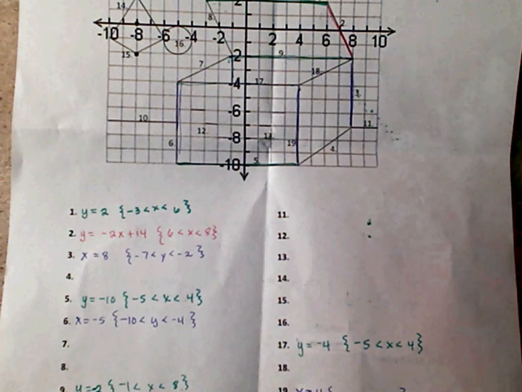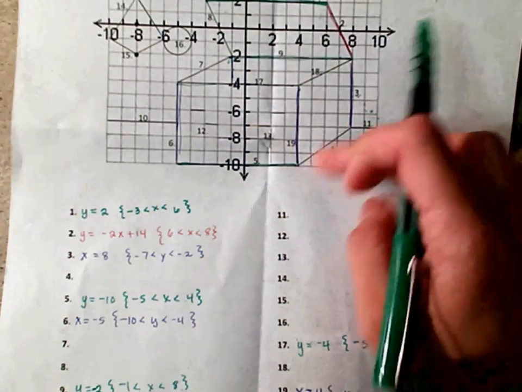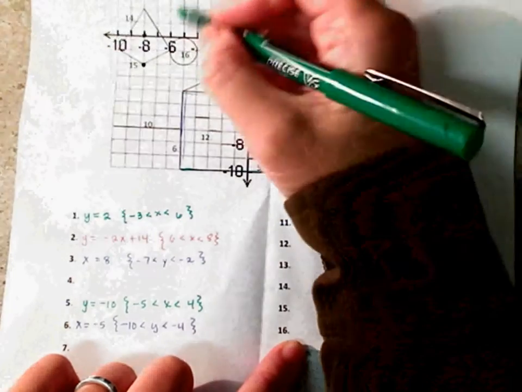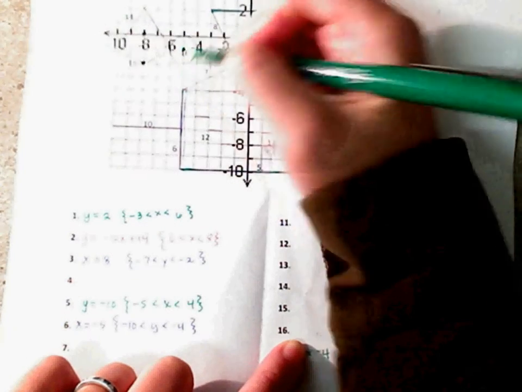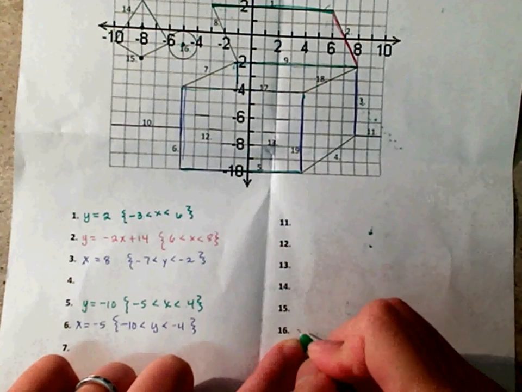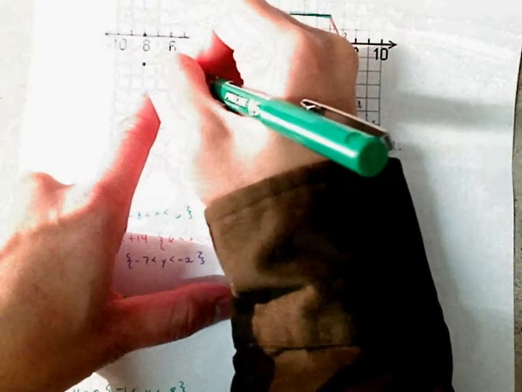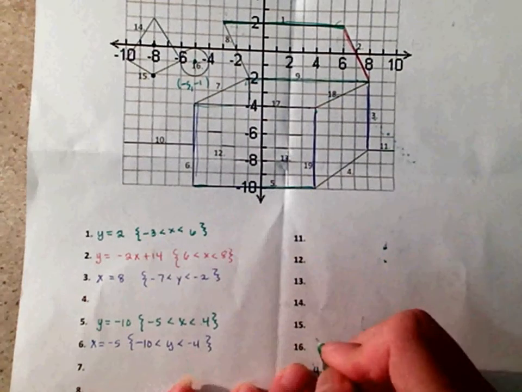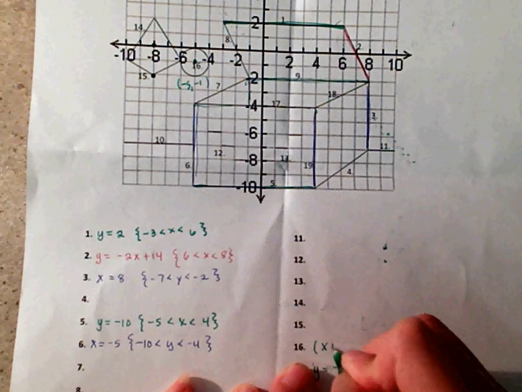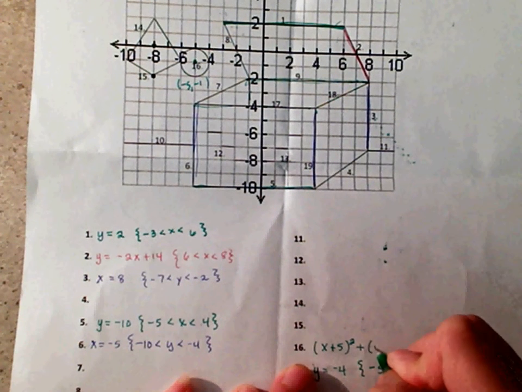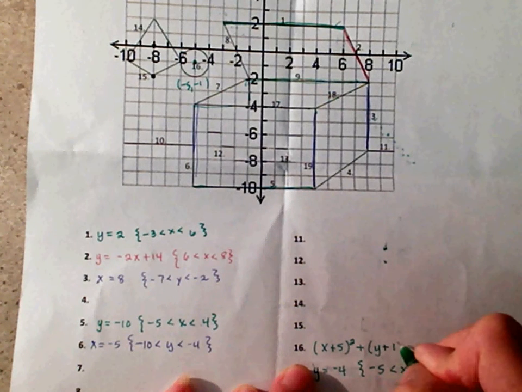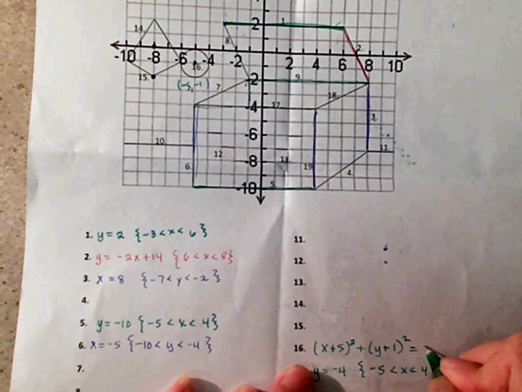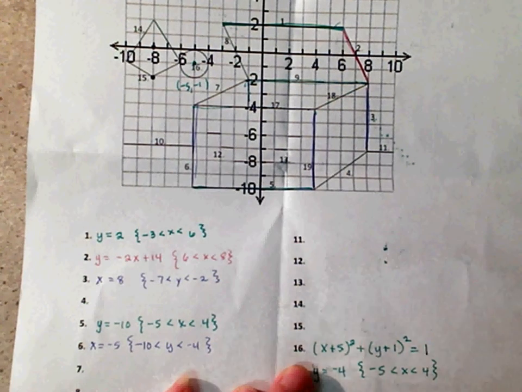Do you see any other horizontal? No. Now I'm going to move on to the circle before I go back and do this other part. So let's go to the circle first, which is number 16. The center of the circle is negative 5, negative 1. With a radius of 1, here's your equation. That's number 16. x plus 5 squared plus y plus 1 squared is equal to your radius squared. 1 squared is 1. And so there you have your equation for 16.